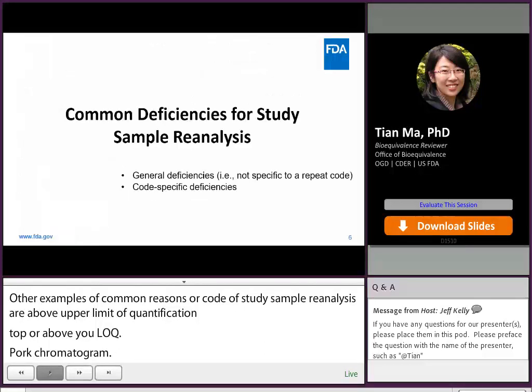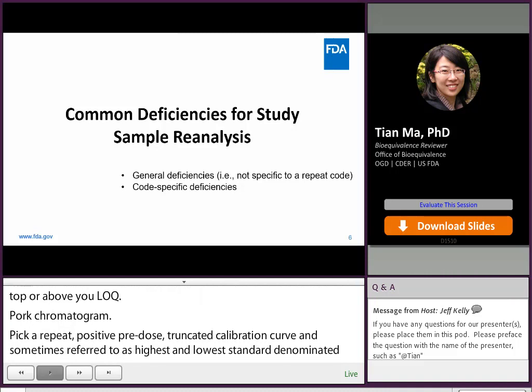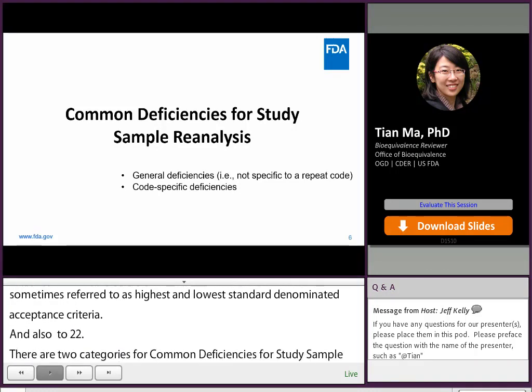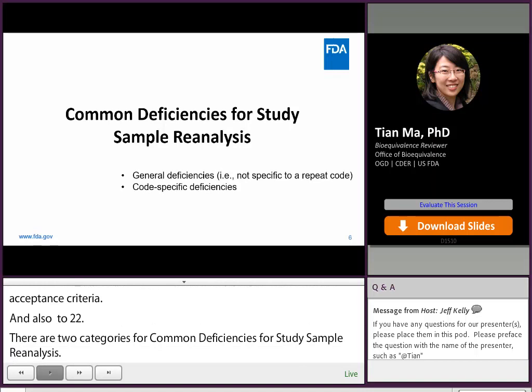There are two categories of common deficiencies for study sample reanalysis. The first category is the general deficiencies, which are not specific to a repeat code. And the second category is the code-specific deficiencies. So let's talk about the general deficiencies first.